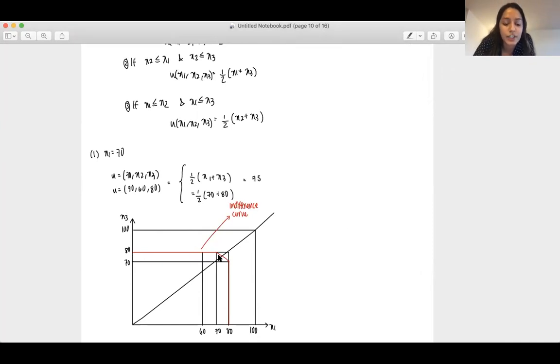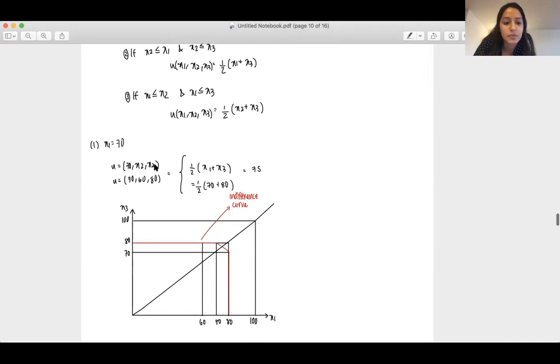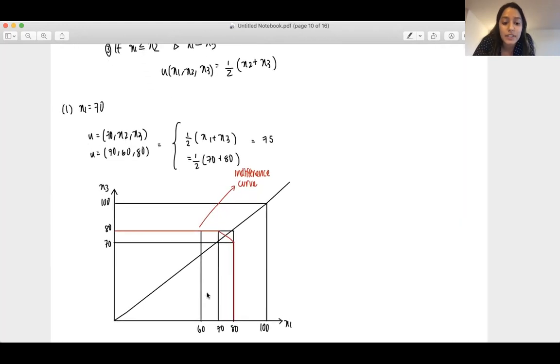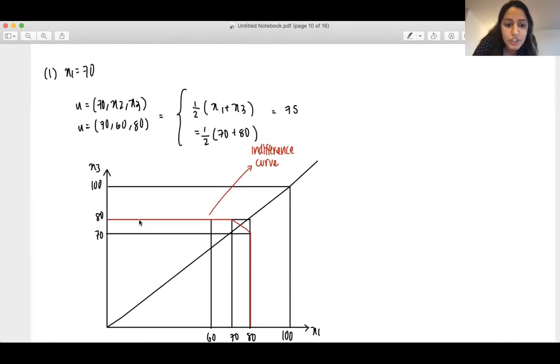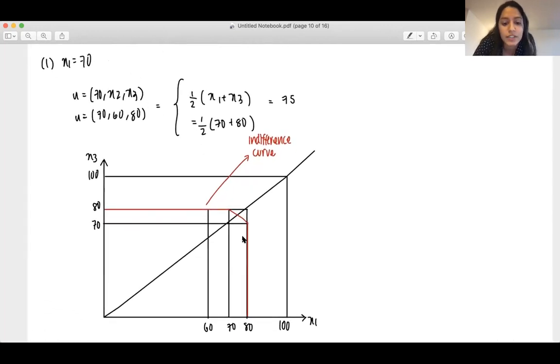So I've done the same for some of the other things because they told us that 80 is one of her exam scores, 70 is one of them, and 60 is one of them. But the actual indifference curve is only the red part. I think it's a little hard to see, so I'm just going to zoom in. But this is her actual indifference curve. And we know that this is what it is.